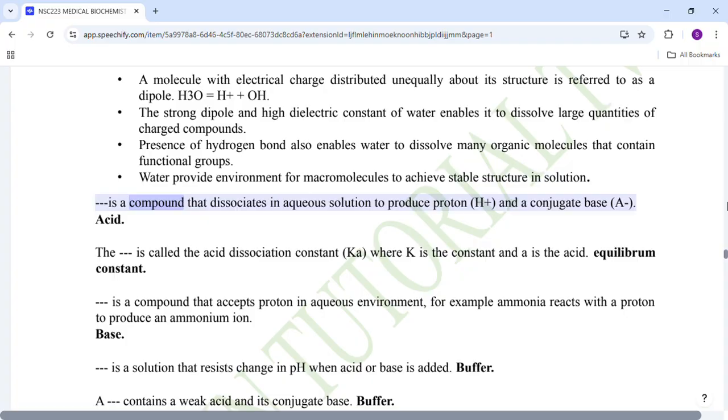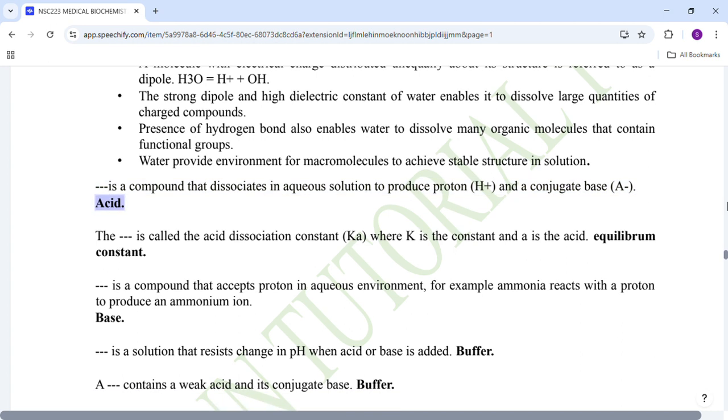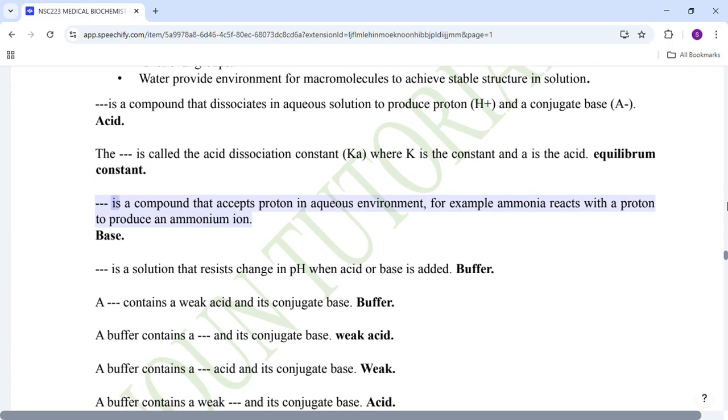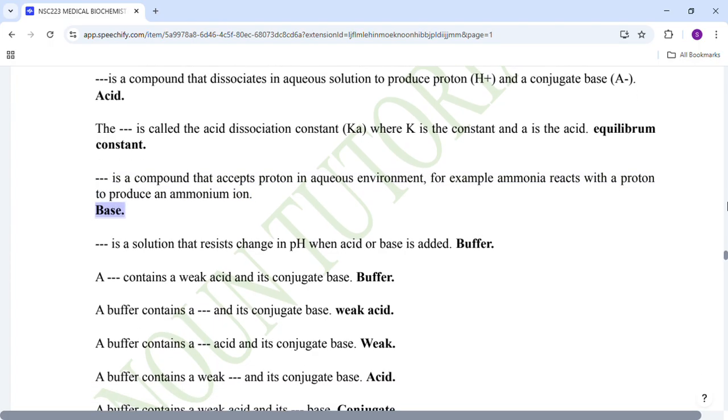An acid is a compound that dissociates in aqueous solution to produce a proton, H+, and a conjugate base, A-. The equilibrium constant is called the acid dissociation constant, Ka, where K is the constant and A is the acid. A base is a compound that accepts a proton in an aqueous environment, for example ammonia reacts with a proton to produce an ammonium ion.